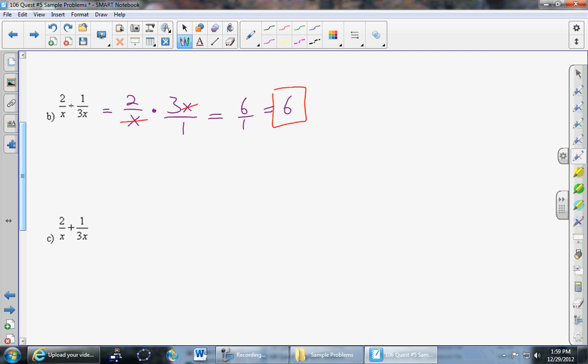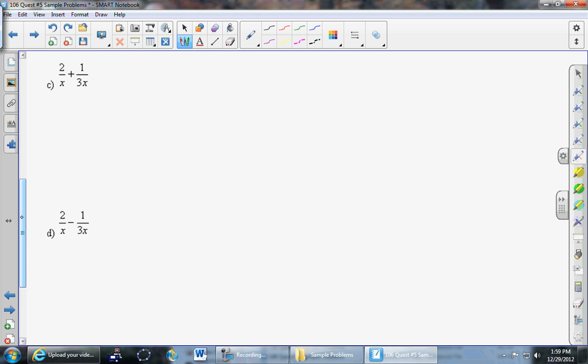Part C, 2 over x plus 1 over 3x. Okay, addition and subtraction, as we'll see in D, are not as nice as the multiplication and division we just saw up above. To do addition or subtraction, we need the lowest common denominator. I guess we don't need the lowest one, we need a common denominator, but generally you want the lowest one.